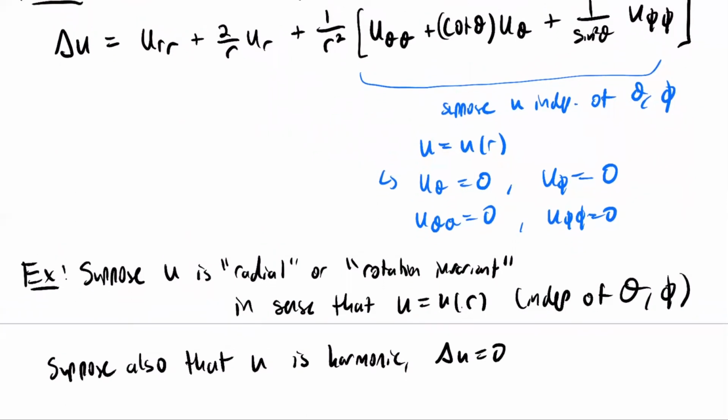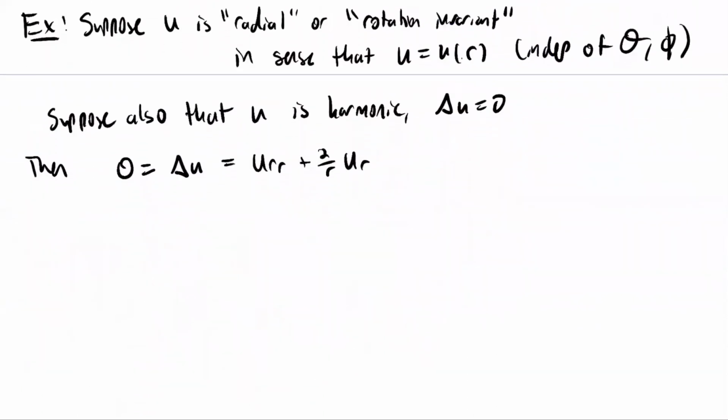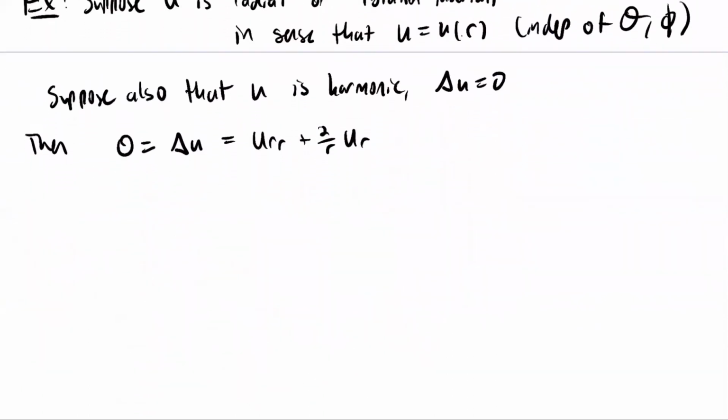Well, now let's use this formula. So then we get 0 is equal to the Laplacian of U, which is equal to URR plus 2 over R UR. The rest of the terms in the formula for the Laplacian are complicated, but since U doesn't depend on those variables, all those derivatives of U are 0, they just contribute 0 here. So I can just eliminate those terms. Okay, now this is just an ordinary differential equation in the variable R as before.